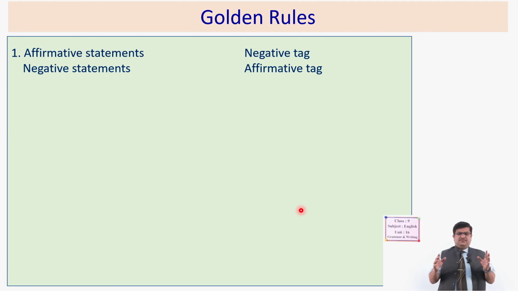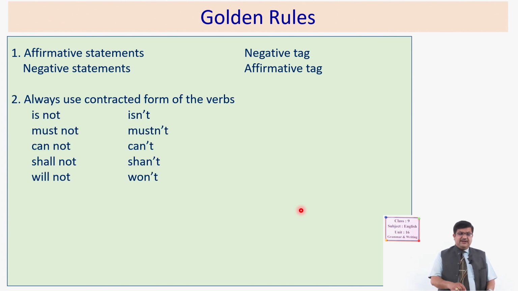First rule, dear student, you must remember: when there is an affirmative statement, there is a negative tag. We discussed already, when there is a negative statement, we use an affirmative tag. Similarly, always use the contracted form of the verb. Never use the full form of the verb.